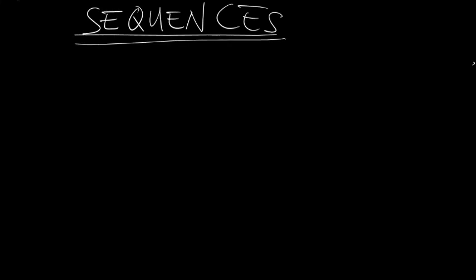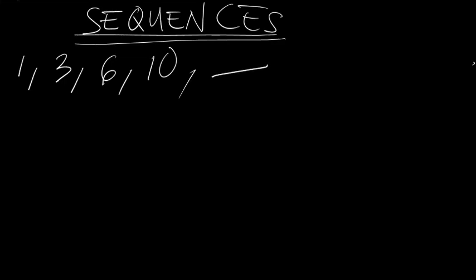Now the next one, let's say you have another problem. You have 1, 3, 6, 10. So this list of numbers. Now let's look at the pattern, how these numbers were generated, so that we can get the next 3 terms of these particular numbers.